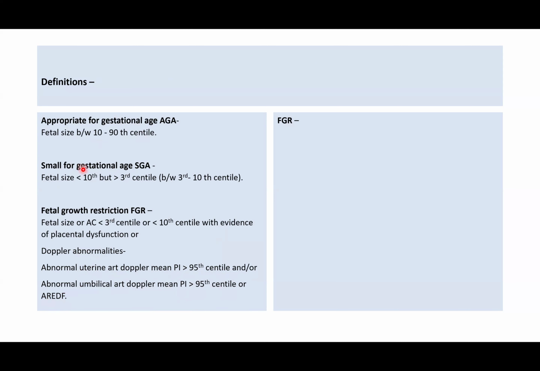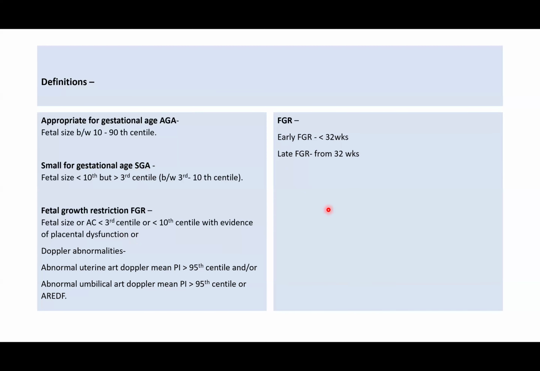Okay, so small for gestational age is considered to be benign. Babies can be constitutionally small and normal without any abnormality, without any pathology. But fetal growth restriction, these fetuses can be abnormal and there can be some underlying pathology. And for FGR, we have to assess the Doppler abnormalities as well.